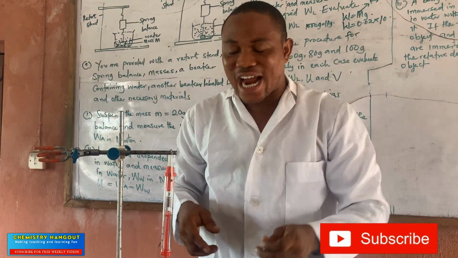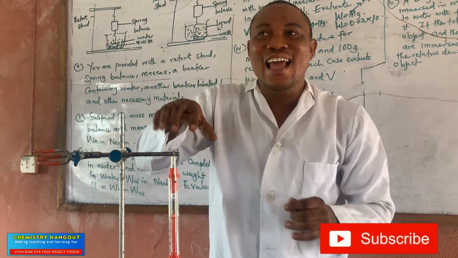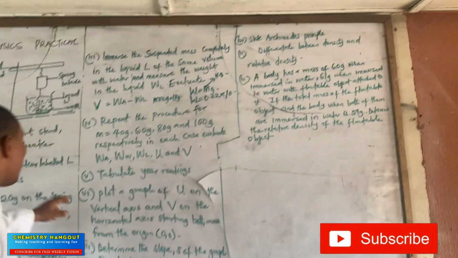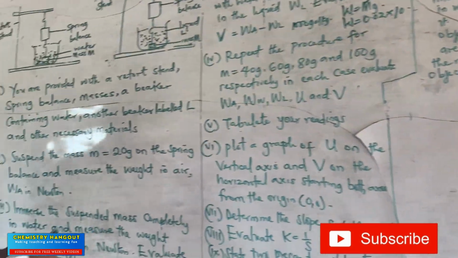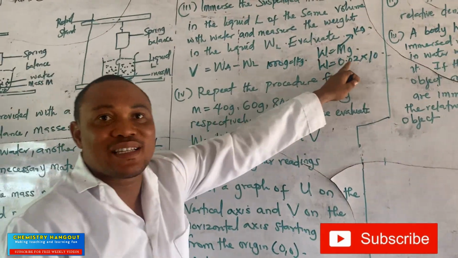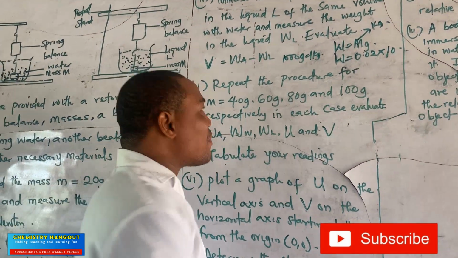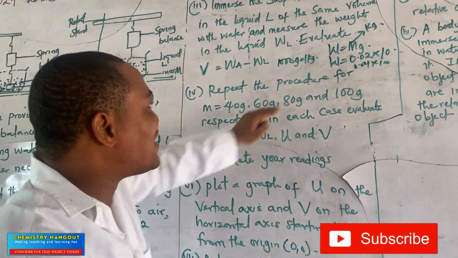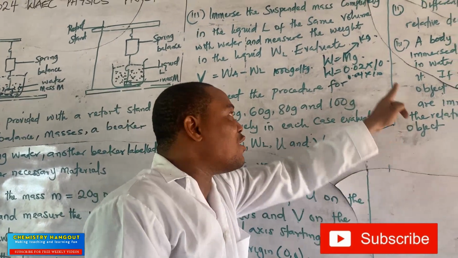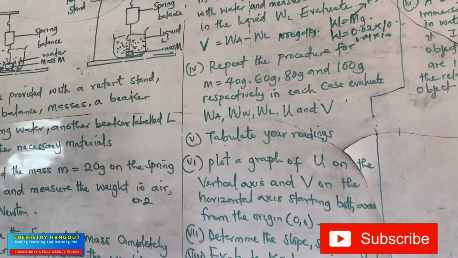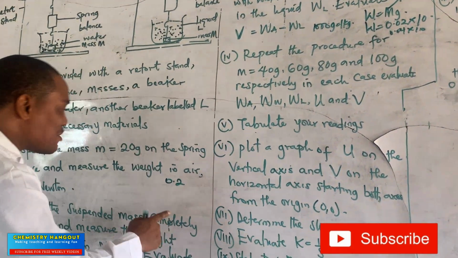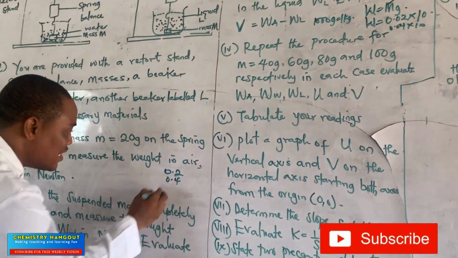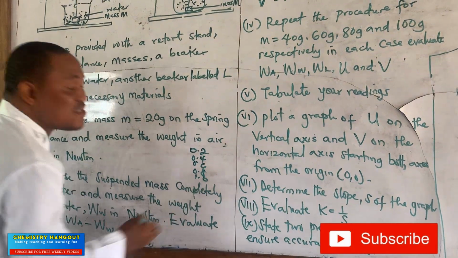Now look at this. That's why I said there is no time for you as a student. There is a particular theory that guides this practical. Now look at something. If for 20 gram it is 0.2, by using our weight equal to mg, the spring balance for 40 means 0.04 times 10, because I've converted the 40 gram to kilogram, and it should now be 0.04. So the weight in air will be 0.2, 0.4. If your spring balance is accurate, this is what you should be reading: 0.6, 0.8, and 1.0.